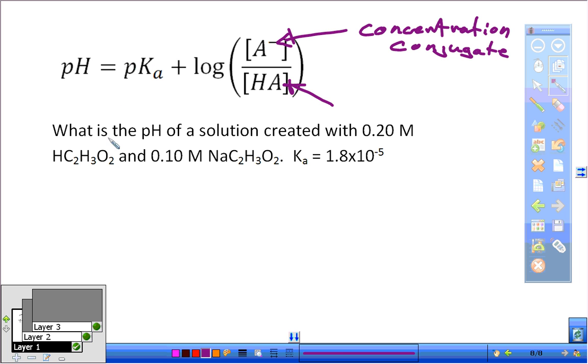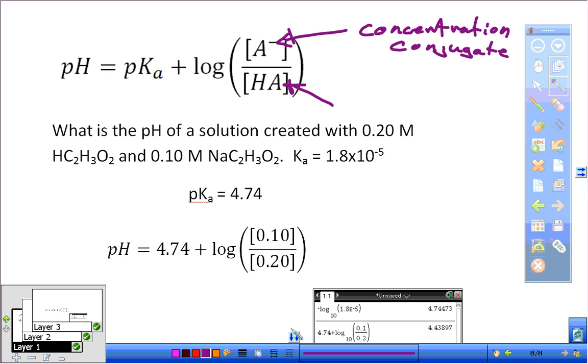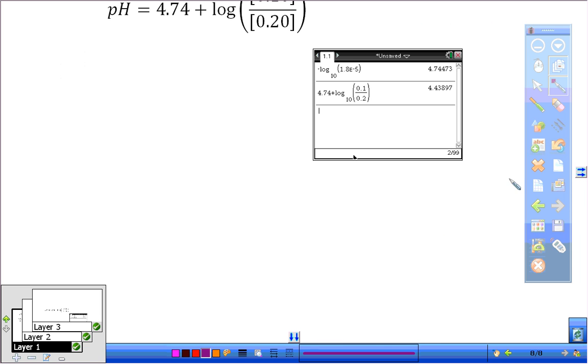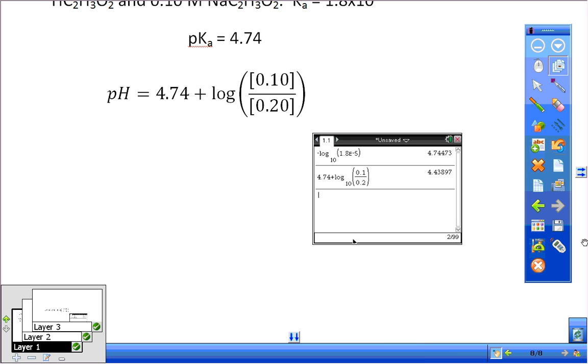So what I did is I said, what is the pH of a solution created from 0.2 molar acetic acid and 0.1 molar sodium acetate? We set up the ratio, we put in the Ka, and what we get is the pKa is 4.7 minus the log of that number. Then finally we put this all together, and we get it all set up, and we're done.